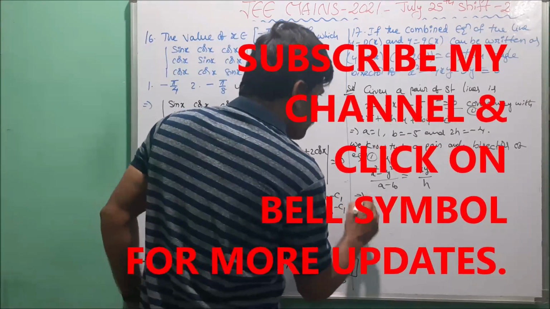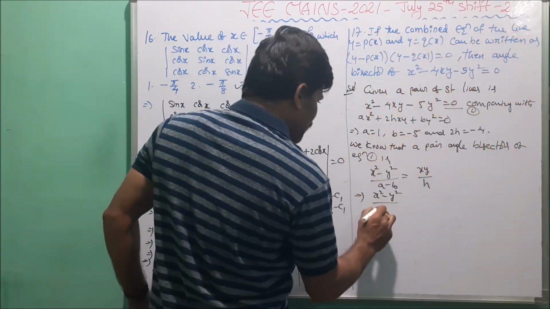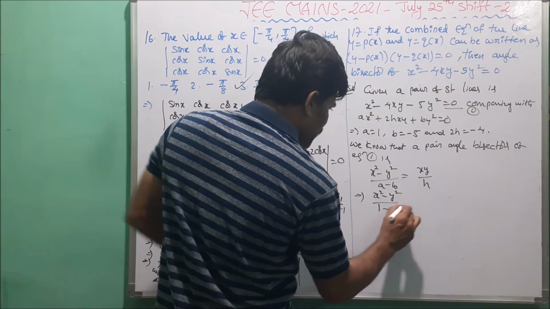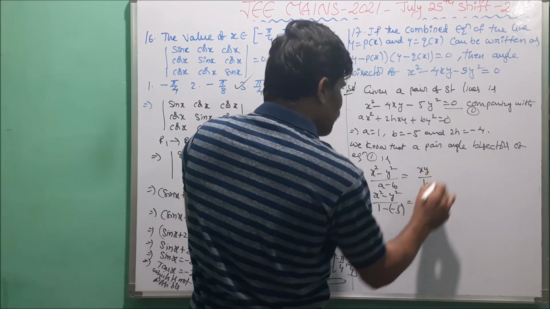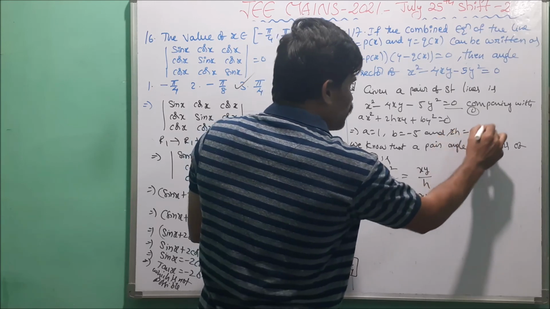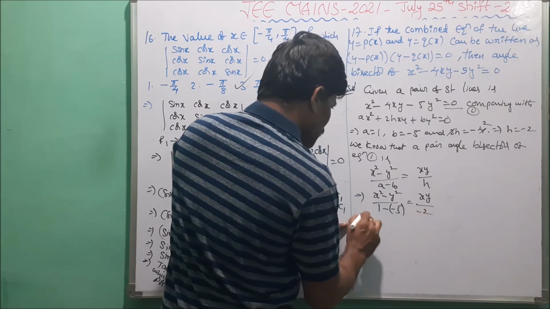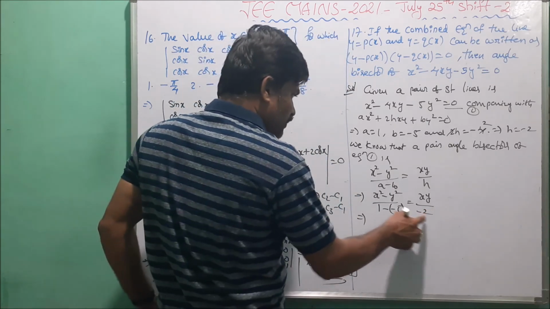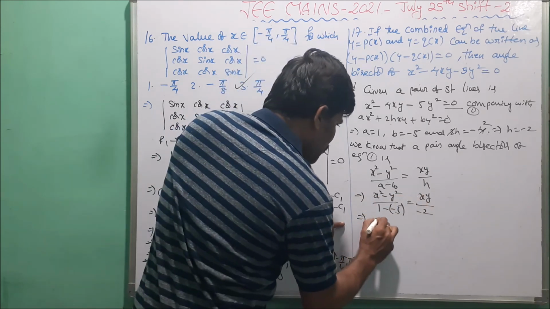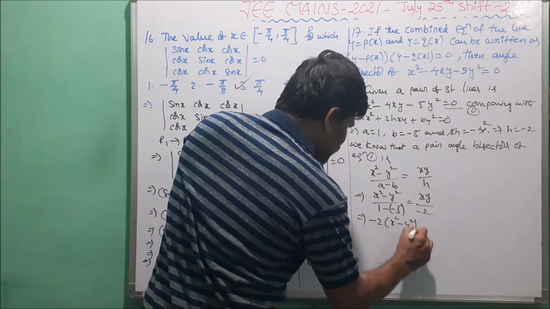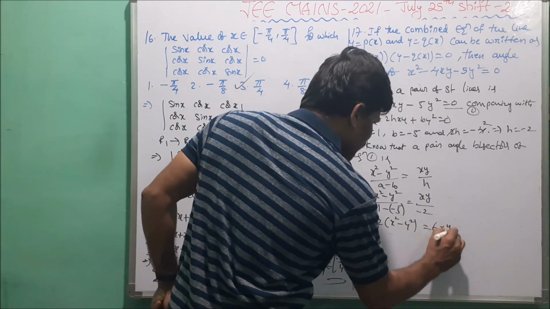Now in that we substitute the values. x square minus y square by 1 minus of minus 5, that is 1 plus 5, equal to xy by h value. The h value: 2h is minus 4, so from this one h value is minus 2. So here multiply with minus 2. We take cross multiplication. Minus 2 into x square minus y square equal to, this is 1 plus 5, that is 6, so 6xy.